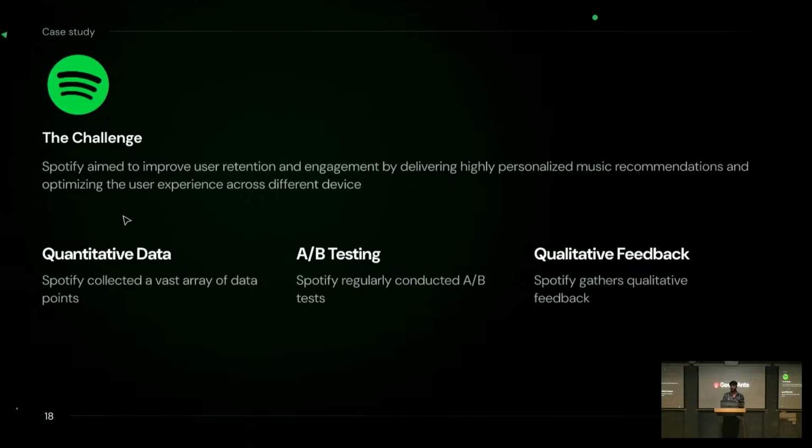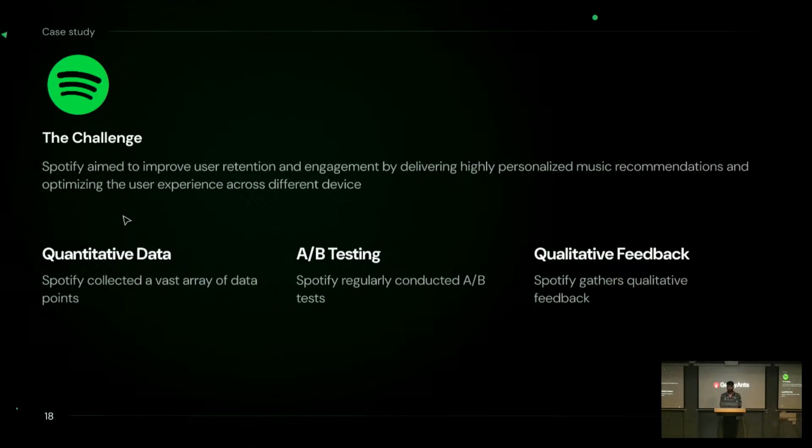The challenge. Okay. This is a time about Spotify's creation of Discover Weekly. I think a lot of people use Spotify here, so they would know what Discover Weekly is. For people who don't know, Discover Weekly is basically a playlist which gives you recommendations based on the music that you listen to, very curated, especially for you. The challenge for Spotify was that it wanted to improve user retention and engagement level by creating highly recommended music playlists for a particular individual.